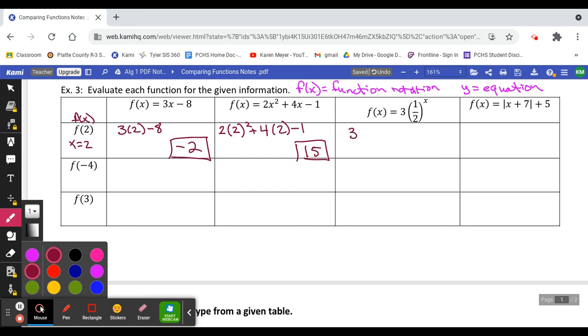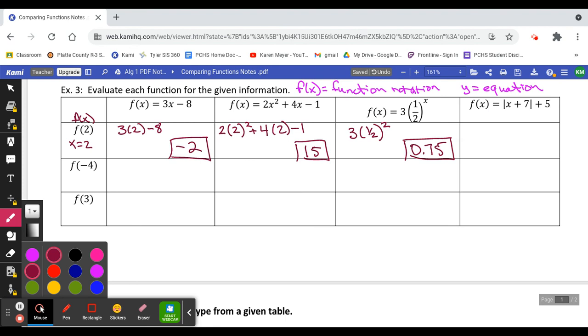Over here, 3 parentheses 1/2 raised to the second power. So make sure when you type this one in that for the power of 2, you hit our exponent key, roof of the house key, and you should come up with 0.75.